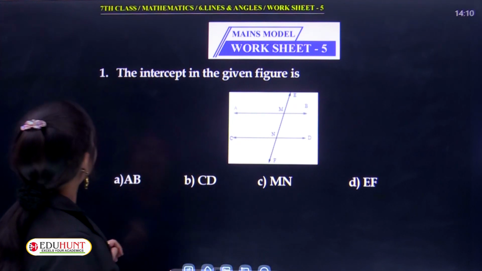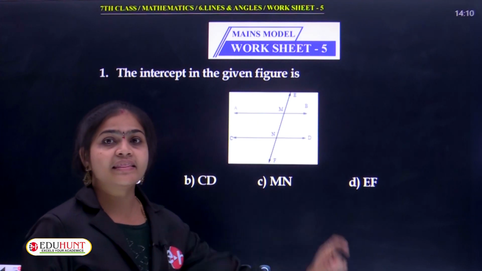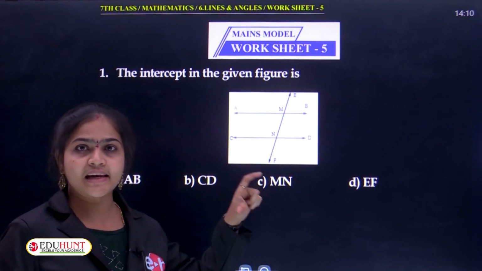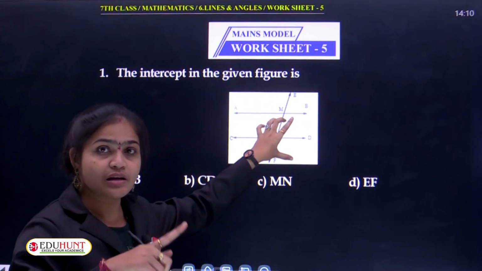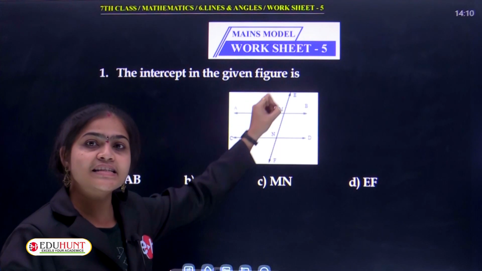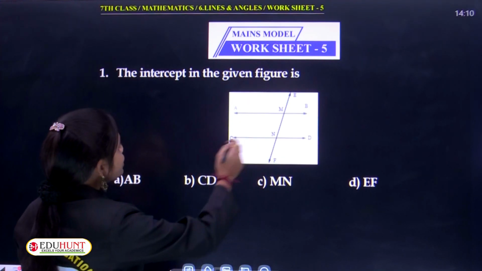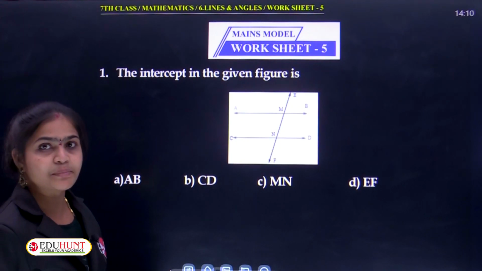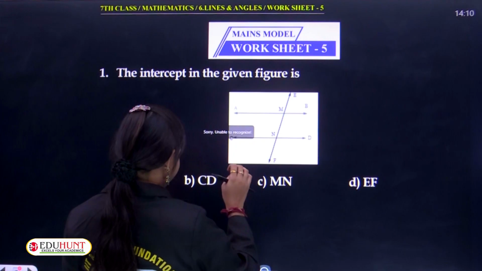Okay? See here. The intercept in the given figure. Intercept means what? The distance between two parallel lines, and the distance also formed by a transversal line on parallel lines. Then which one will we call the intercept here? Say here AB, CD.